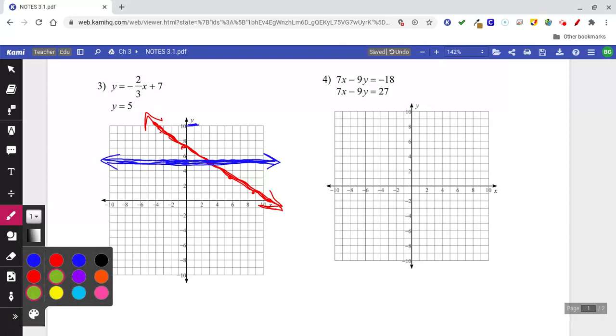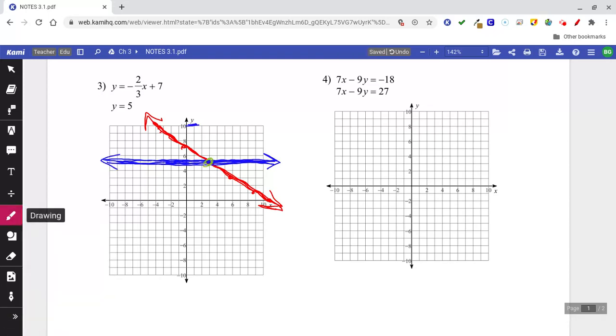Your solution to the system of equations is that intersection point. So label it on there. That is (3, 5), or x equals 3 and y equals 5.